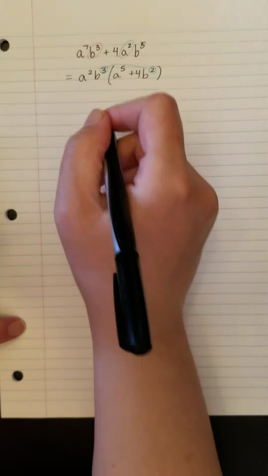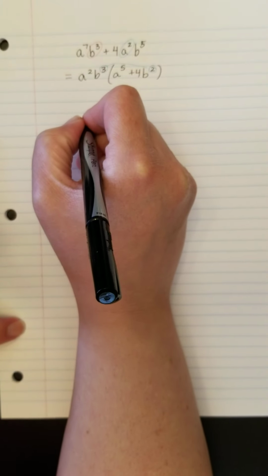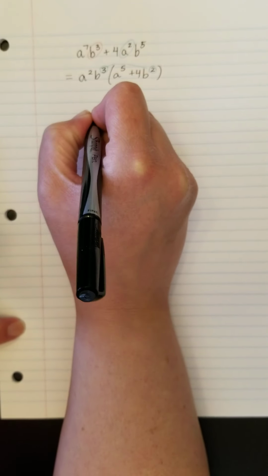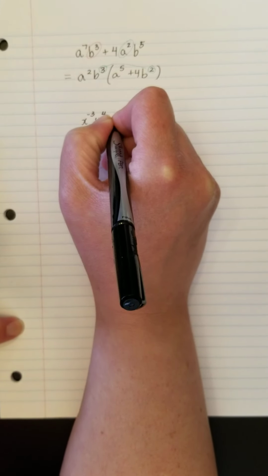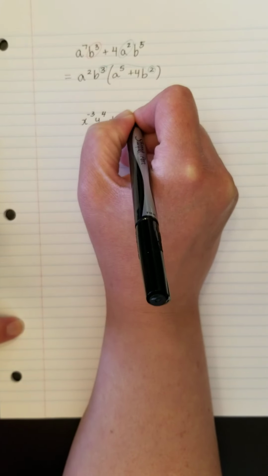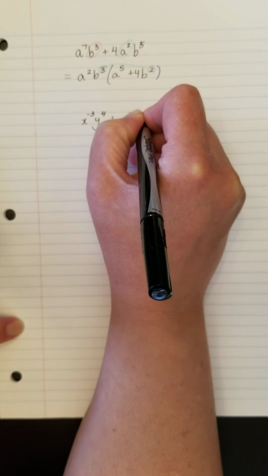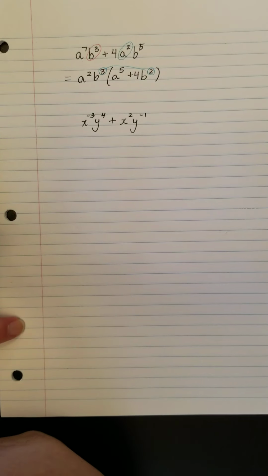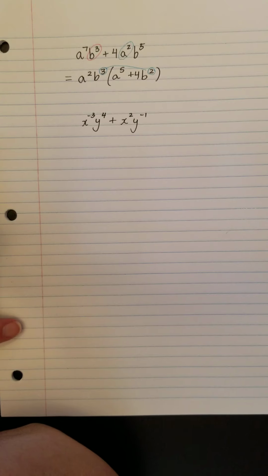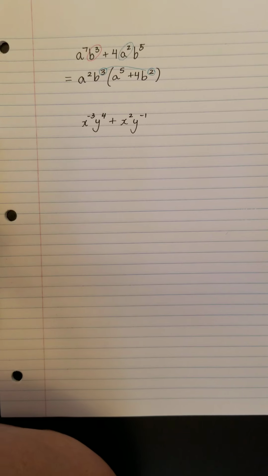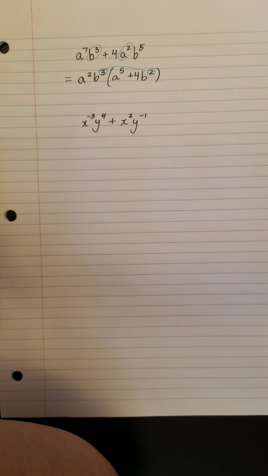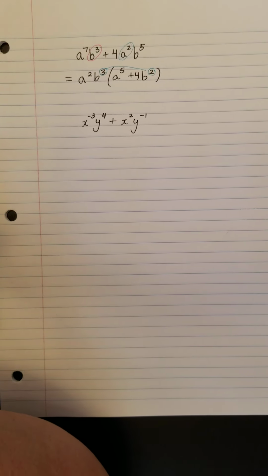To take that a little bit further, what if you had x to the negative 3, y to the 4 plus x squared y to the negative 1. If we wanted to common factor this one, again, we're going to follow that same strategy of choosing the smallest number. And now we're thinking that the smallest has to include that negative numbers are smaller than positive numbers.